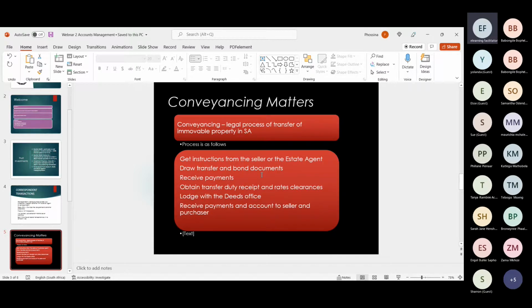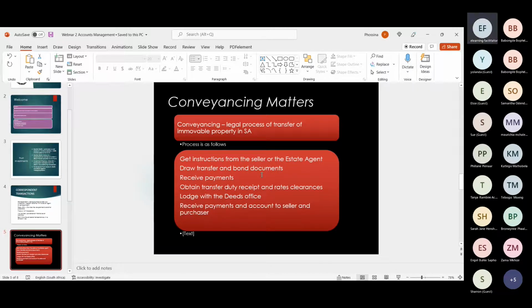and also the charges, the transfer duty, the rates and tax clearances that are supposed to be paid by the firm, as well as the fees for the firm, are usually paid in advance. So all that money is received by the firm. When they receive it, they keep it in a trust account.